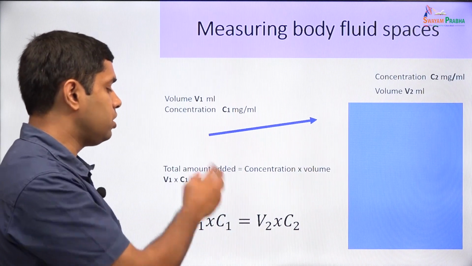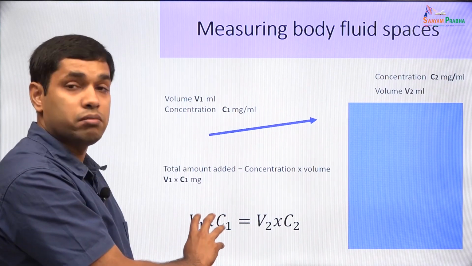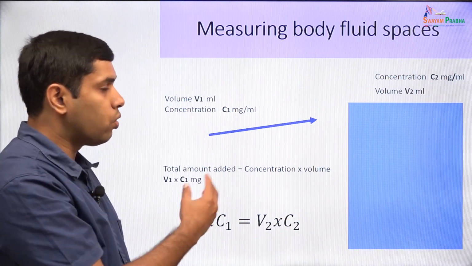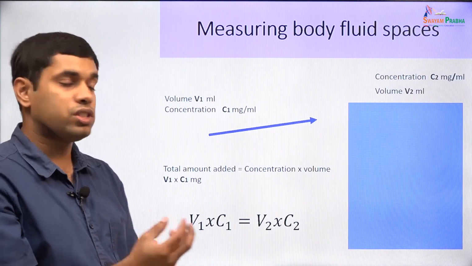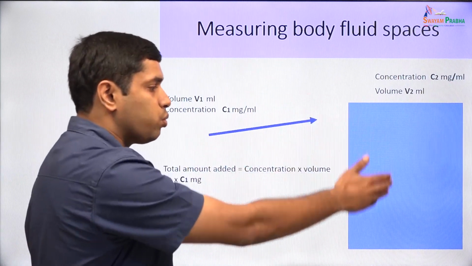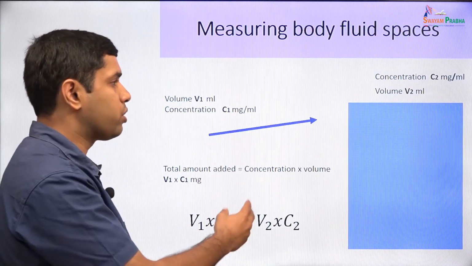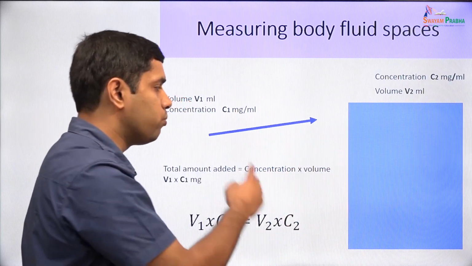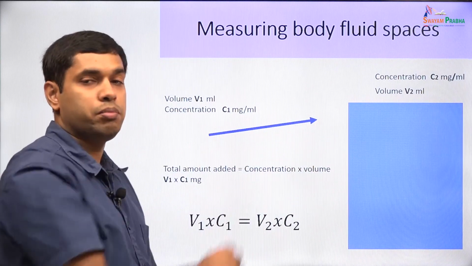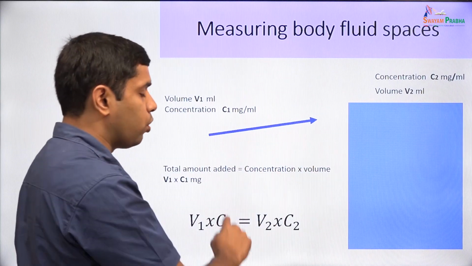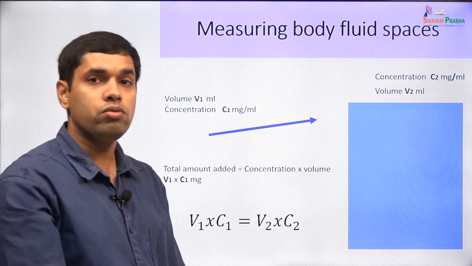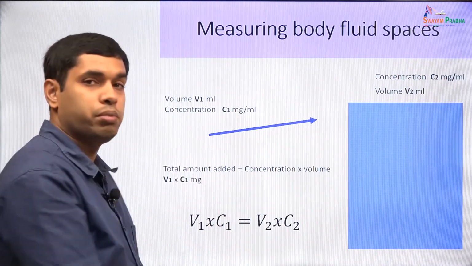So we can equate the initial mass with the final mass and say V1 into C1 is equal to V2 into C2, or if we know the mass, we can say the mass is equal to V2 into C2. So all we need to do is find out what is the initial mass, dilute it within this body space, take a sample from it, and then we are able to calculate what is this volume that this mass has been distributed in, and this volume is sometimes called the volume of distribution for that particular compound.